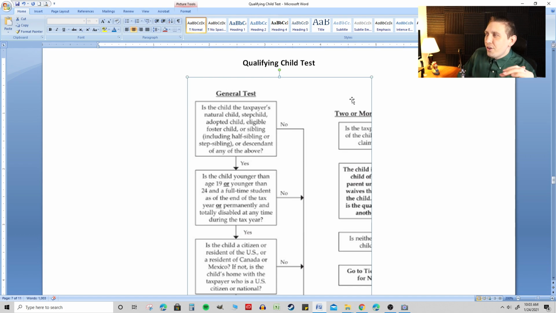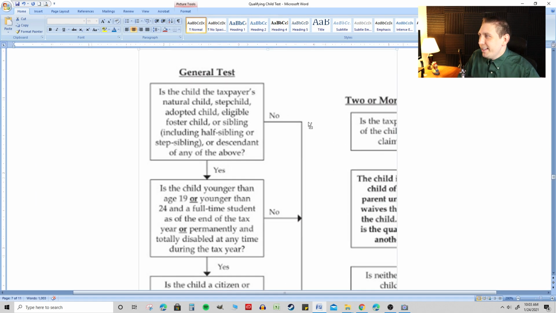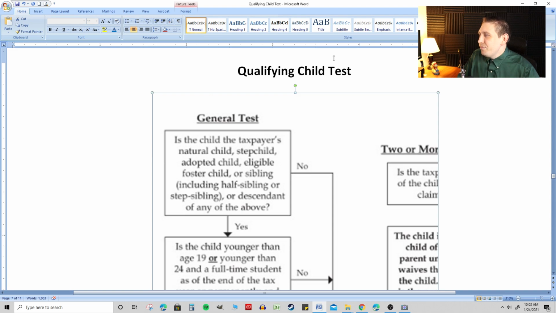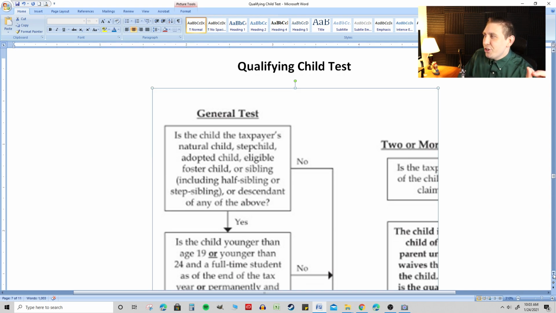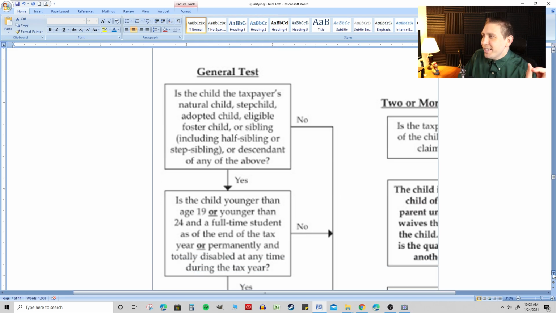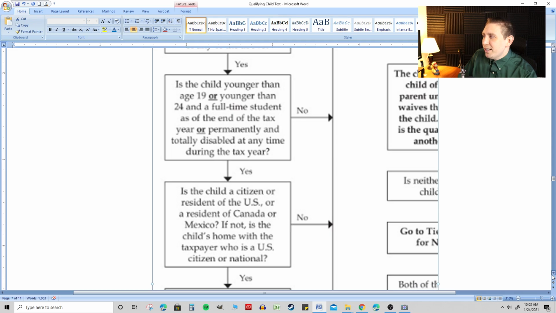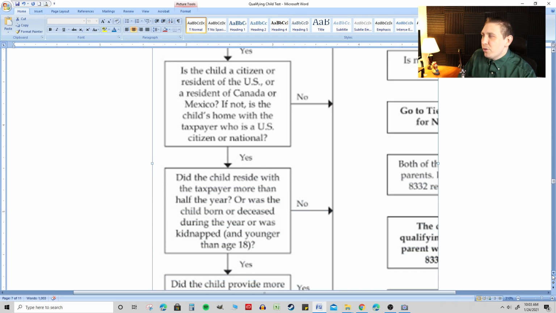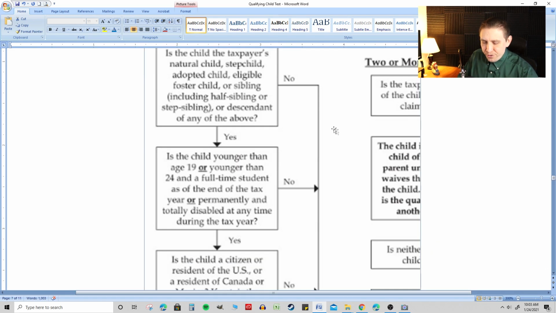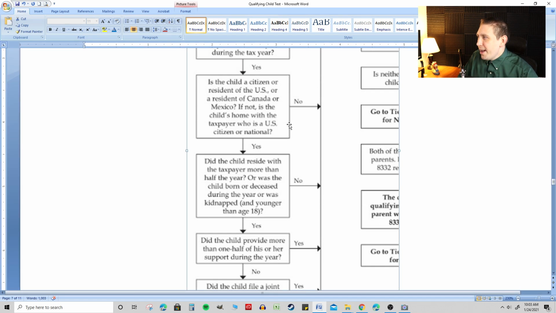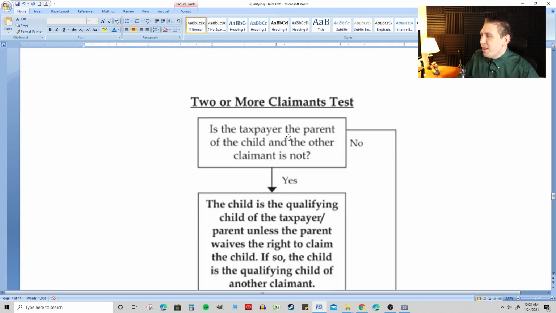But this is the flow chart, and I know it's hard to read because it's not very clear, but this is the qualifying child test, and I've taken from their materials a complete flow chart that you can look at to find out if the person is a qualifying child. You can follow this flow chart and just review it for yourself. And there's also a few other charts in here. Let me zoom out. Sorry, I know it's hard to read, but if you download this and zoom in, then you can see it pretty easily.